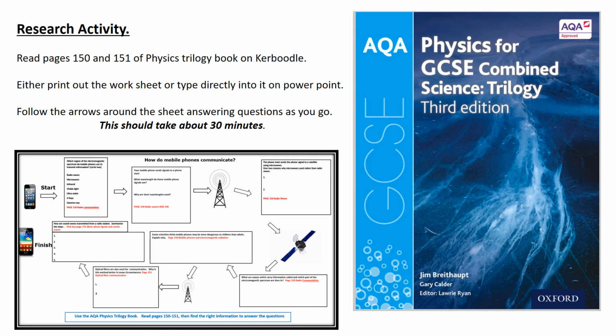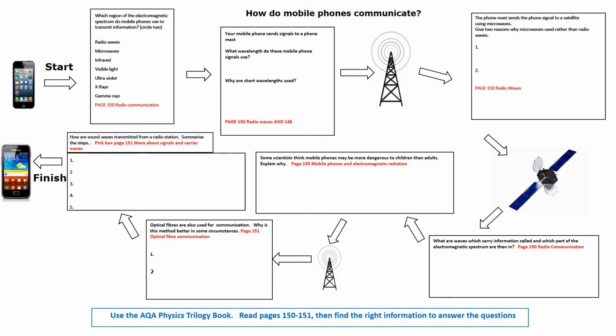In each of the boxes, it tells you which pages you need to look at in particular, and it also gives you a clue of whereabouts on the page you need to be using. So this is the sheet. I have attached it as a PDF, so you can print it off if you need to. Okay, so you start here where it says start, and you follow it around past the satellite and all the way back to the mobile phone.